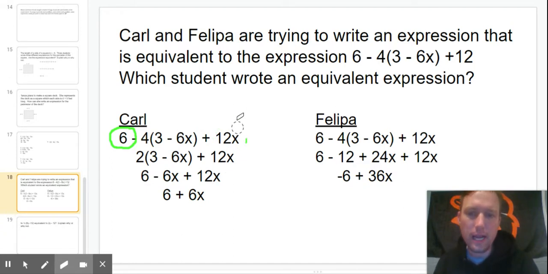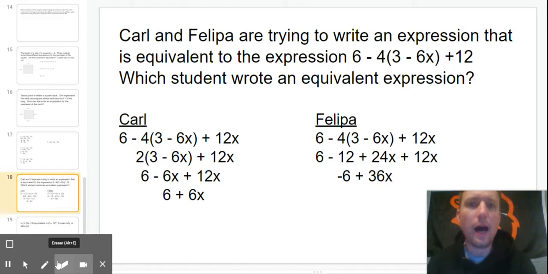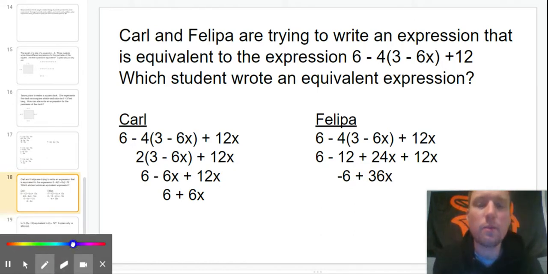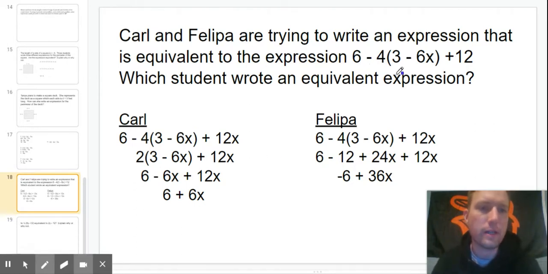Now, the question at hand is Carl and Philippa are trying to write an expression, and they're trying to find one that is equivalent to 6 minus 4 times 3 minus 6x plus 12. Which student wrote an equivalent expression? Now, an equivalent expression is just when they take this expression and they simplify it into simplest terms.